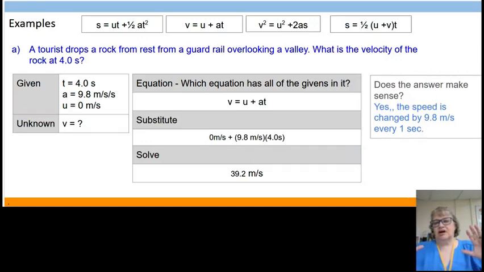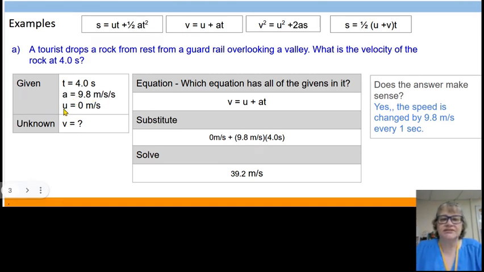So here is a simple question. A tourist drops a rock from rest from a guardrail overlooking a valley. What is the velocity of the rock at 4 seconds? Okay, so our givens are the time is 4 seconds, the acceleration is 9.8 meters per second squared. It did not say that in the question, but it did say that it's falling from rest, and it's falling on its own, right? So acceleration is going to be 9.8 meters per second per second.